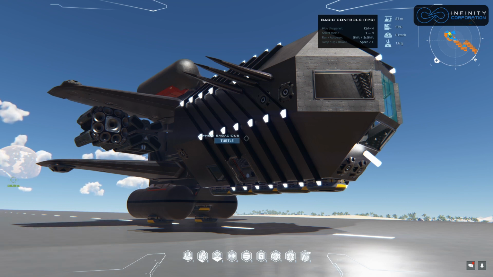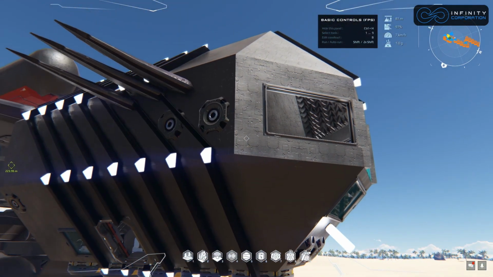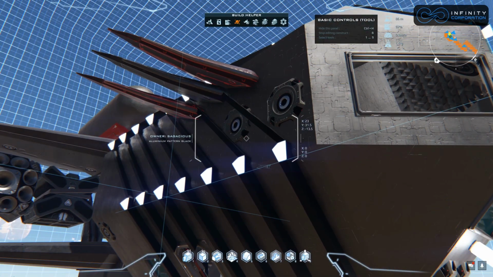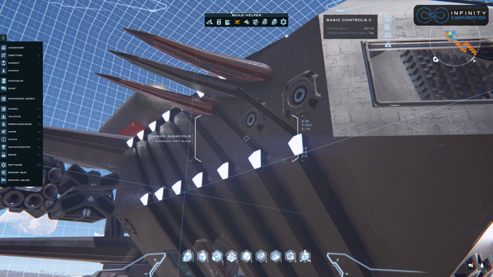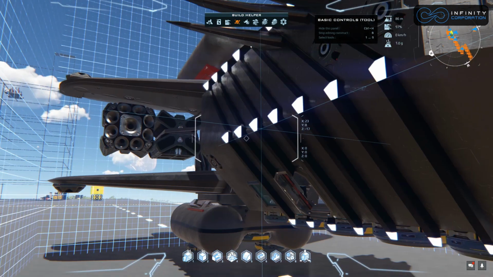Today we're going to take a look at the inertia matrix and how to understand it when we're designing a ship. So first, when you go into build mode, you're going to see the build helper here at the top. There's the icon here with the rotation symbol on it called axis rotations. Click that. That's going to bring up your axis rotations where you have your torque and your inertia matrix. Okay, let's hop in the ship and then we'll talk about what those do.